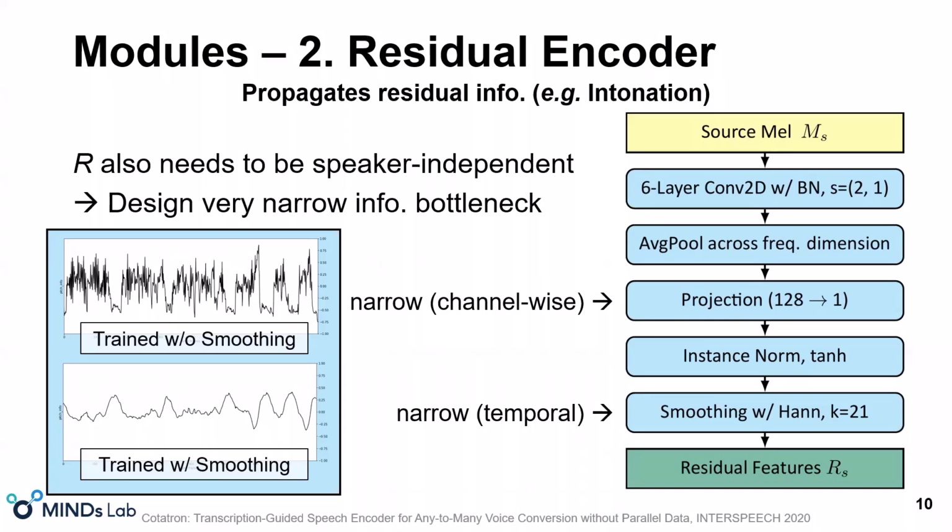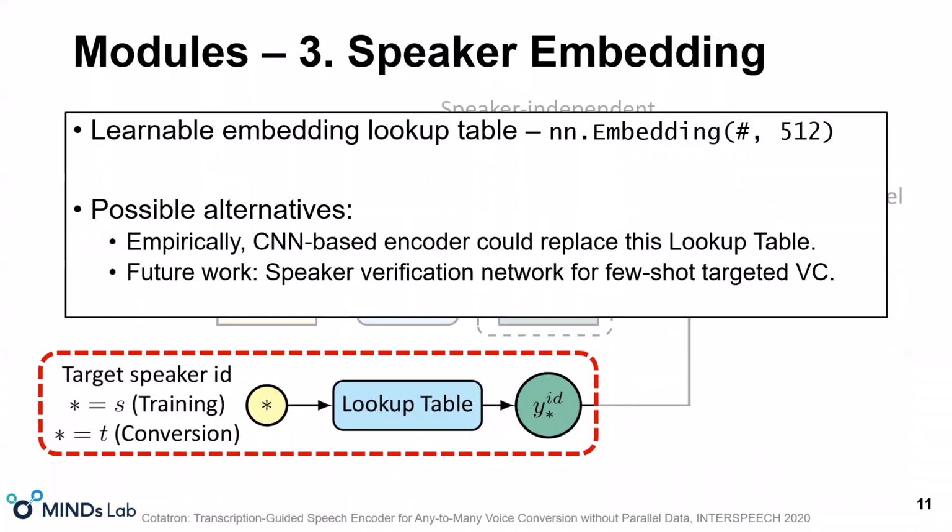shown on the left. To provide speaker embedding, a learnable embedding lookup table is used. The lookup table could possibly be replaced with a CNN-based encoder, however, nearly identical results were observed. One of the interesting future works regarding this would be using a speaker verification network to enable the system to generalize to unseen target speakers, which will be few-shot targeted voice conversion.